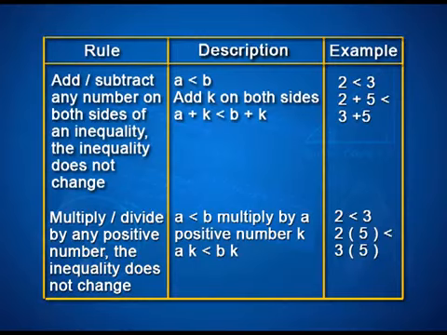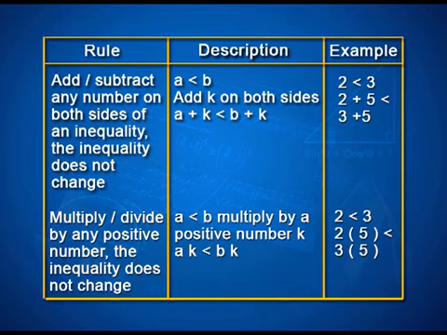If we add or subtract any number on both sides of a linear inequality, the inequality does not change. The description of the statement would be, if A is less than B, and we add a number k on both sides, then A plus k is less than B plus k, and as we had seen in the example, 2 less than 3 would imply 2 plus 5 is also less than 3 plus 5.